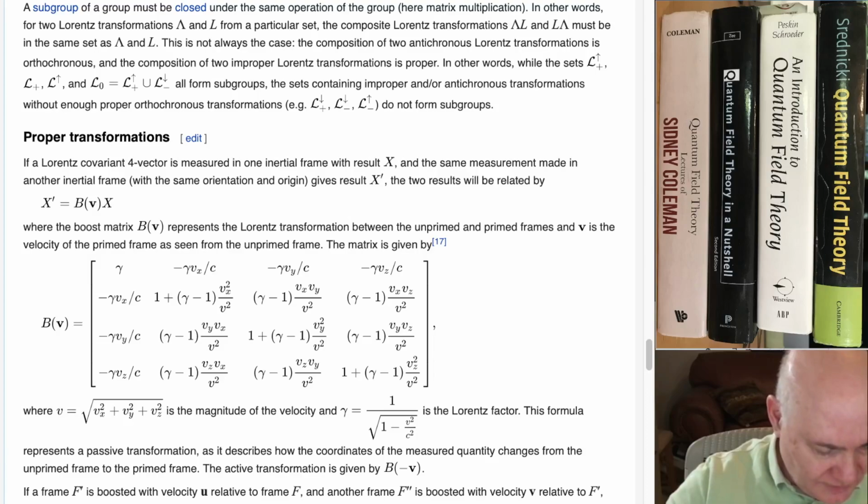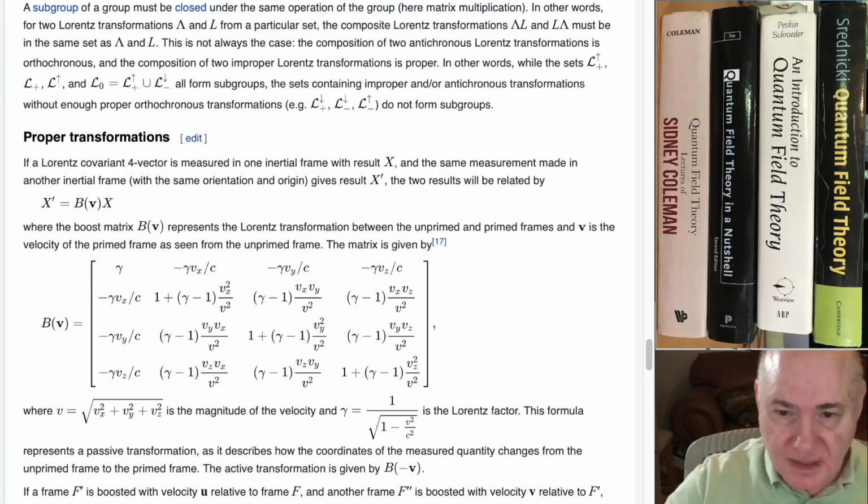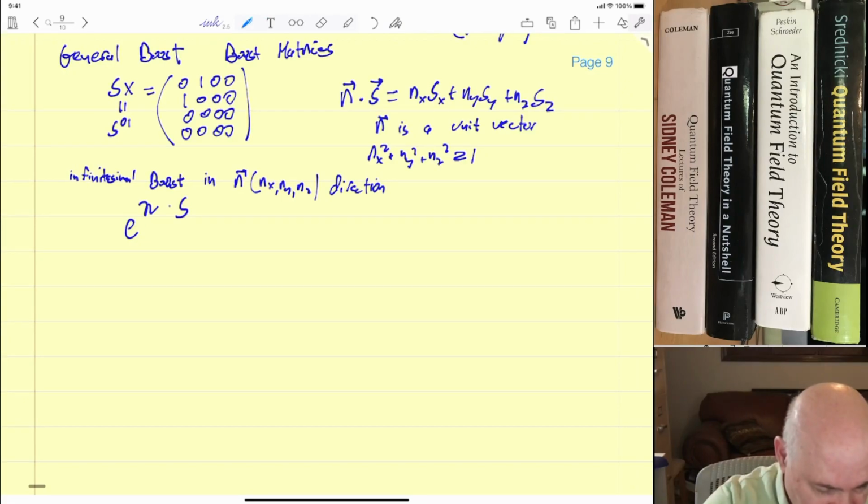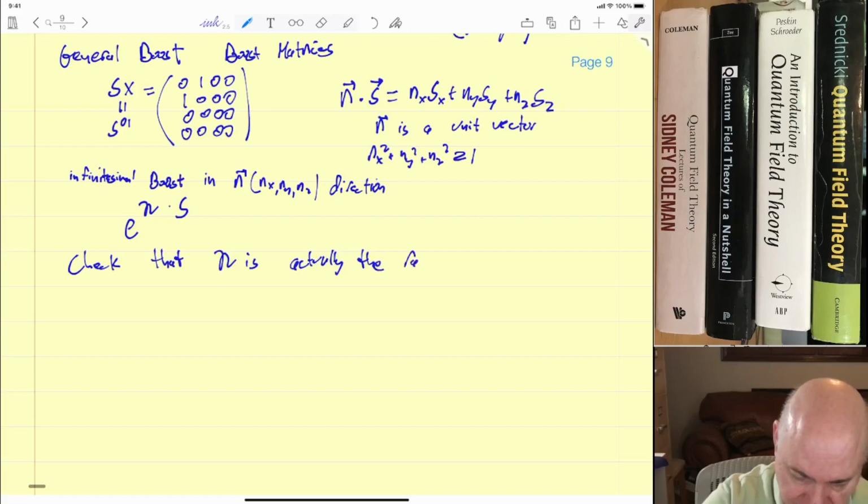I want to do one more check. One thing you should try and verify is to make sure you have the right rapidity parameter. So let's check that eta is actually the rapidity parameter in this boost matrix.